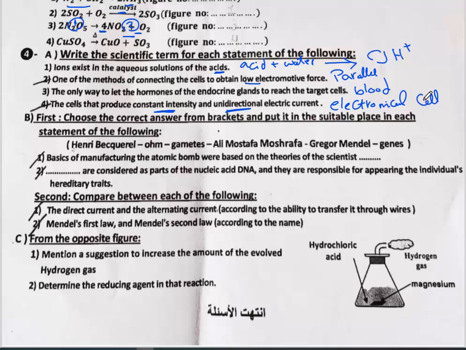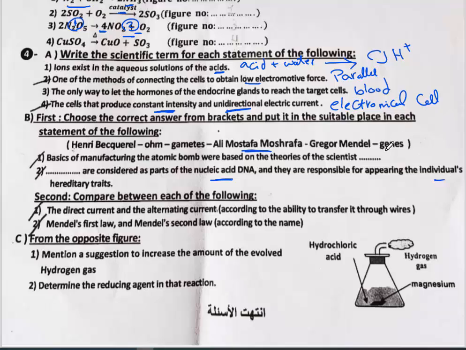Question number B. Choose the correct answer. The basics of manufacturing the atomic bomb were based on the theories of the scientist. The scientist who is talking about the atomic bomb was Ali Mustafa Musharraf. Number 2. What are considered part of the nucleic acid and are responsible for the appearance of individuals' heredity traits? Of course, these are the genes.